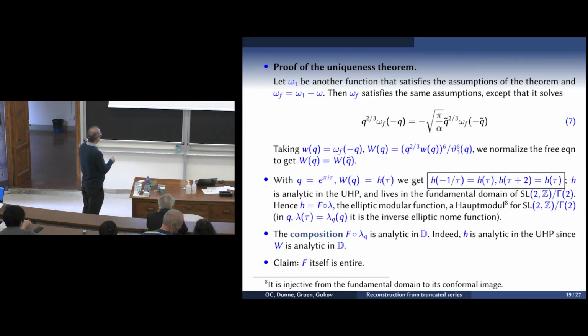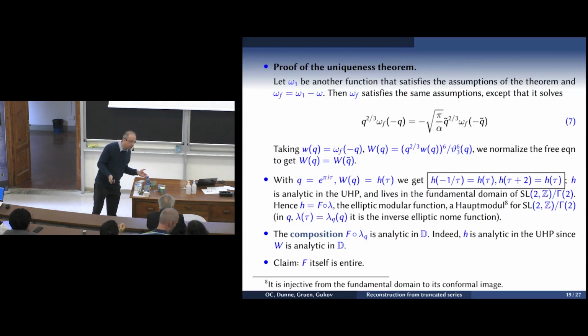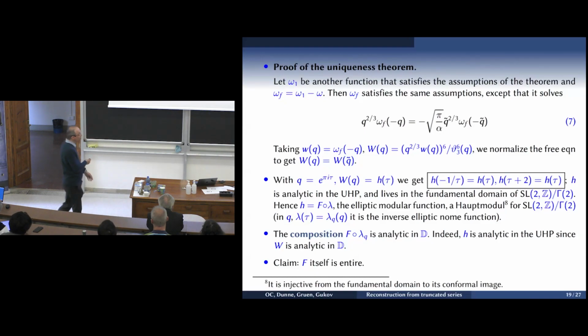And what we know so far is a triviality: the composition between F and this lambda, which is essentially the W, is analytic in the unit disk, because W was analytic in the unit disk. But what I want to know is what this F is. And the claim is that F is an entire function, polynomially bounded. The polynomial is of low degree. You impose the growth condition and it kills it. So that's what I'm going to do in a moment.